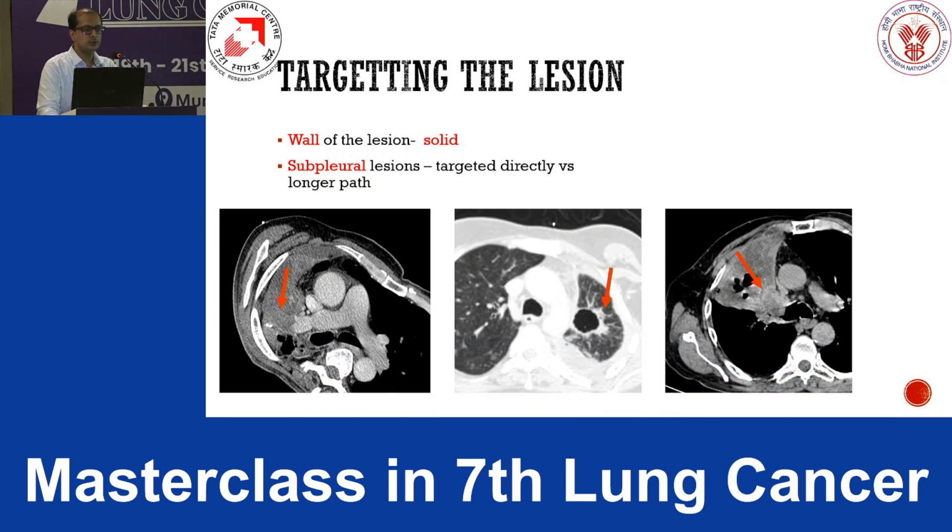And what do we need to target? We always need to target the cutoff, wherever there is a bronchus cutoff sign, because that would be a solid mass as opposed to a collapse of the lung. So here it is a collapse of the lung, and this is a central lesion. We need to target the solid enhancing component, which is at the periphery.